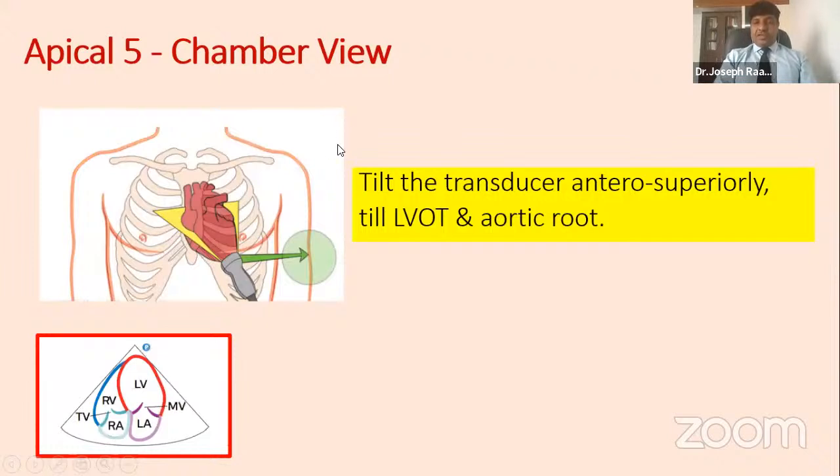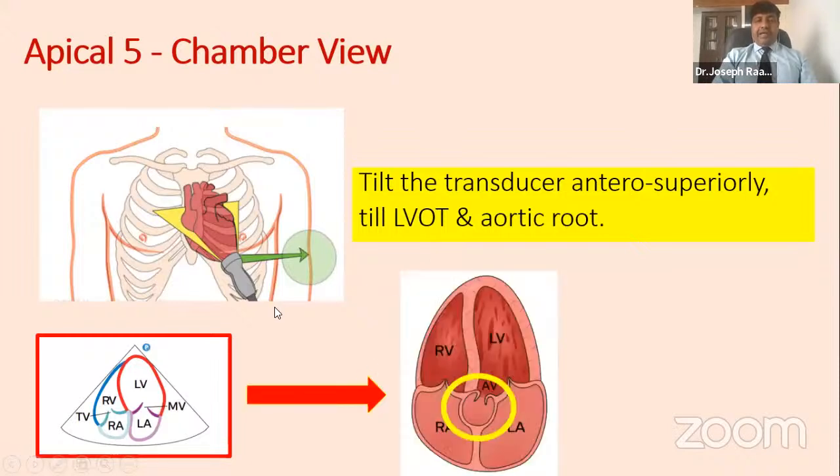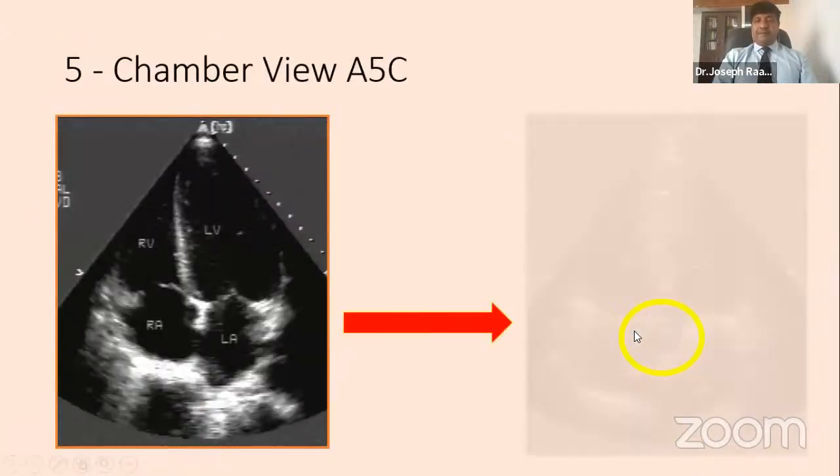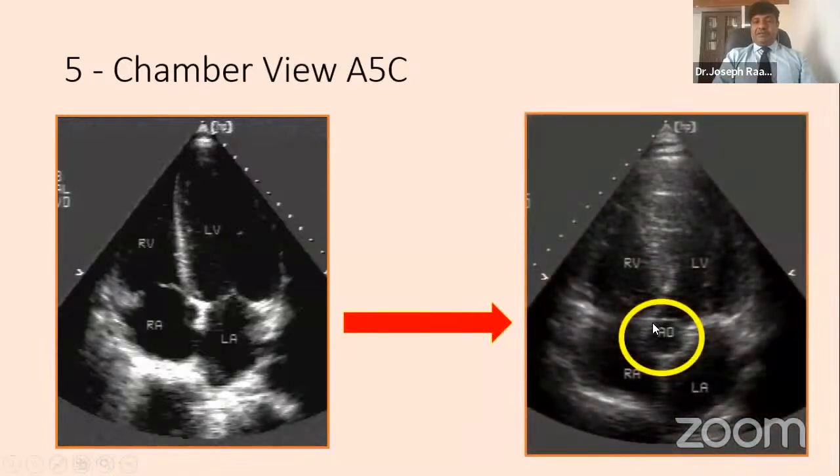So once this four-chamber view is done, what are we going to do to get the left ventricular outflow or five-chamber view? You just tilt from the same place where the four-chamber view is acquired. From the same place, you just lift the probe antero-superiorly. So you will be seeing the LVOT and the aortic valve. From this view, you will start getting the aortic LVOT with the aortic valve, and this is the fifth chamber. That's why it's called A5C, apical five-chamber. Aorta is the fifth chamber.